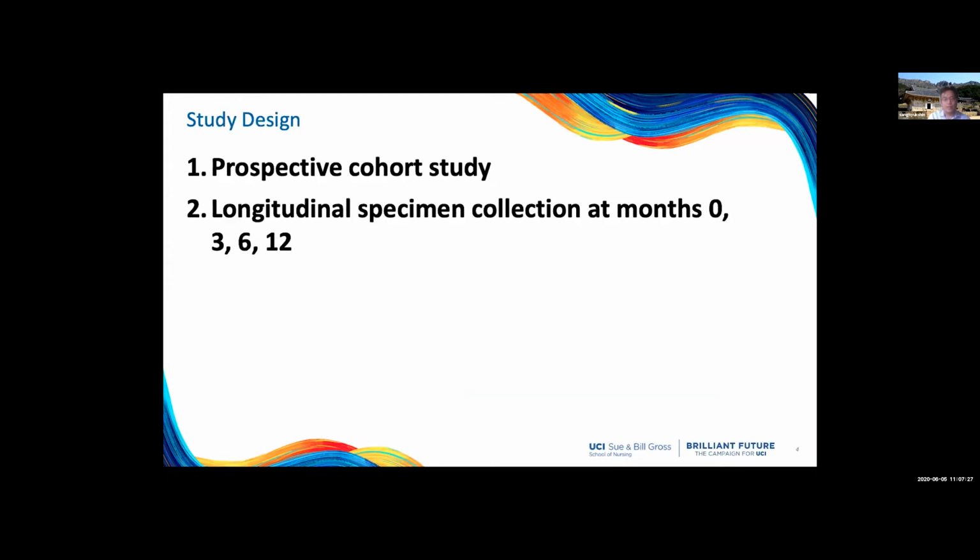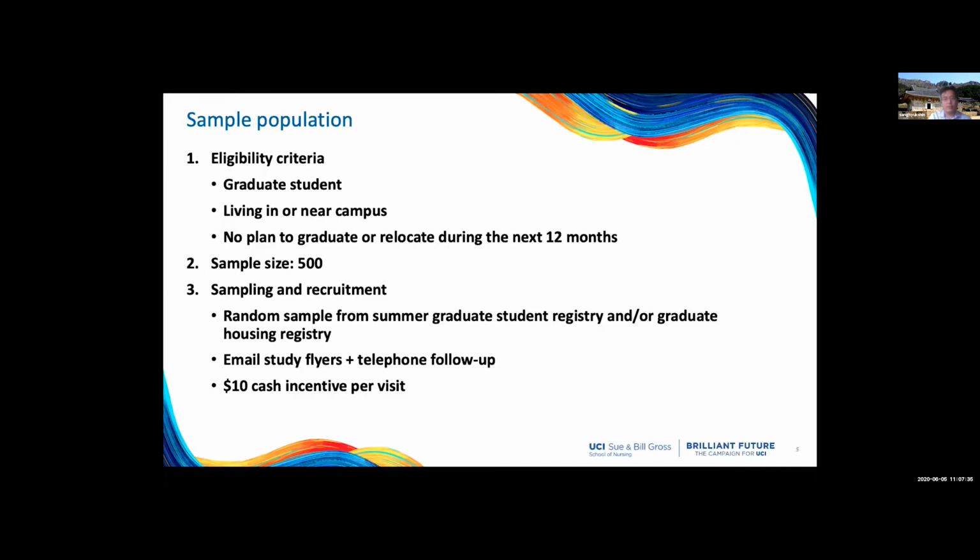The study design is a prospective cohort study involving longitudinal specimen collection at 4 time points, months 0, 3, 6, and 12. We initially had planned to start out with undergraduate students, but we're hearing that most likely graduate students will come back on campus for in-person instruction and laboratory work earlier than undergrads. So we decided to shift the focus to graduate students living in or near campus with no plans to graduate or relocate during the next 12 months.